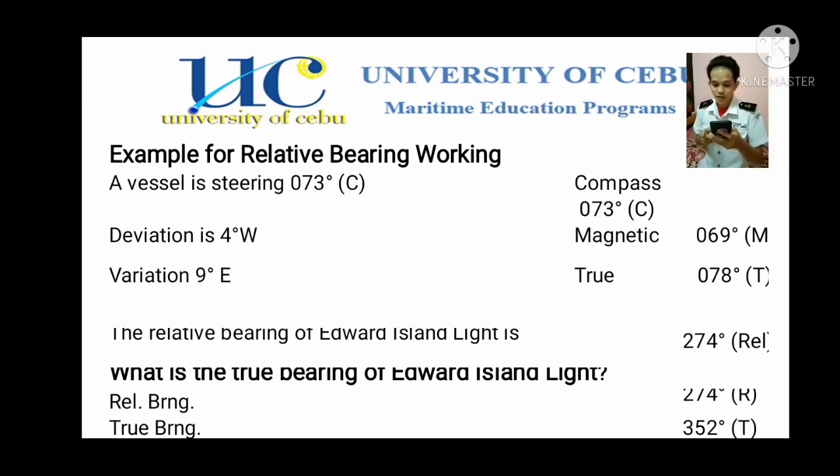The relative bearing of Edward Island Light is 274 degrees. Let's find out the true bearing of Edward Island Light. All you have to do is to add the relative bearing of Edward Island Light and the true course of the vessel, which is 352 degrees true course. So that is the true bearing of Edward Island Light.